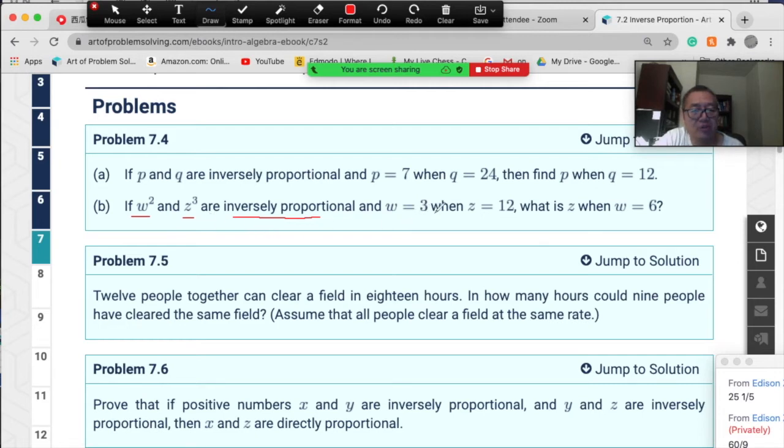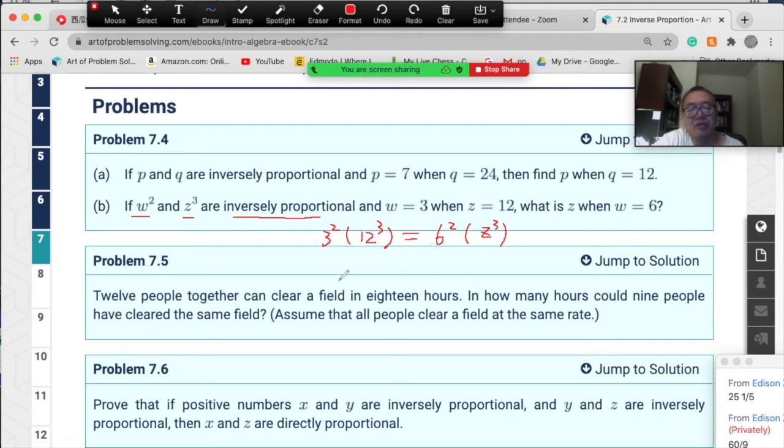Now when W equals 3, Z equals 12. So then we need W squared, that's 3 squared, times Z cubed, that's 12 cubed. This one stays constant. And it equals, when W equals 6, 6 squared times Z cubed. Okay, you get this equation. This shows you W squared and Z cubed are inversely proportional.